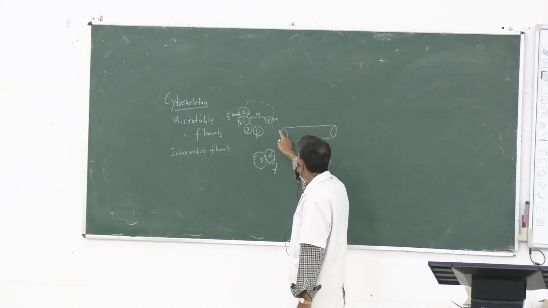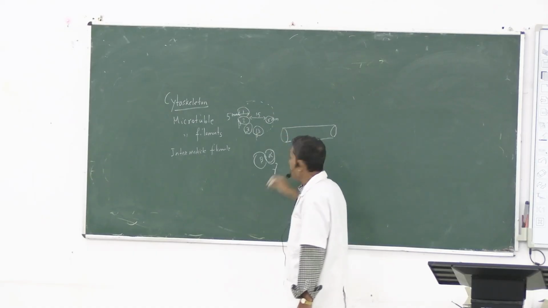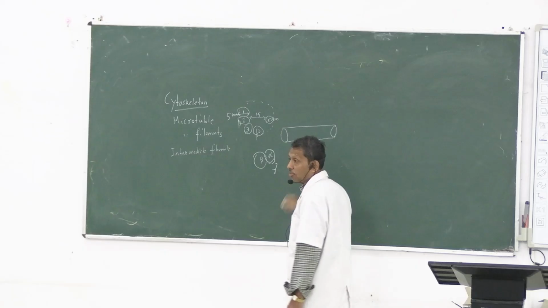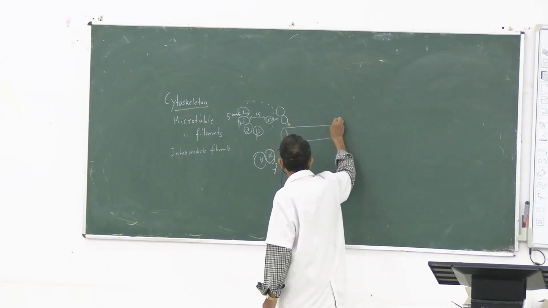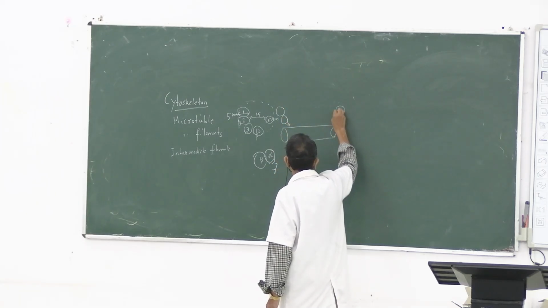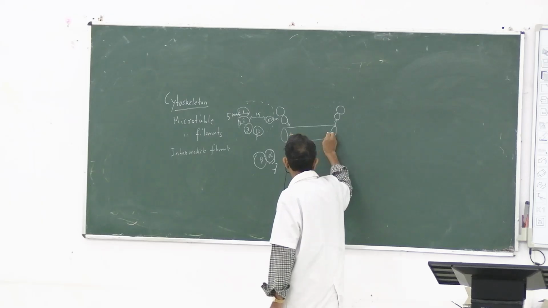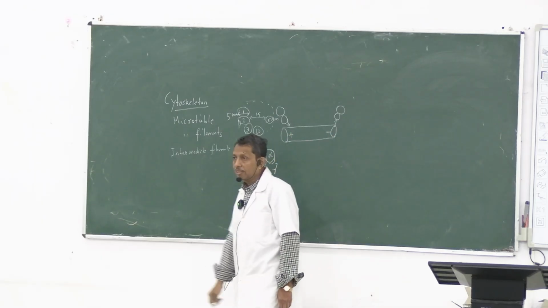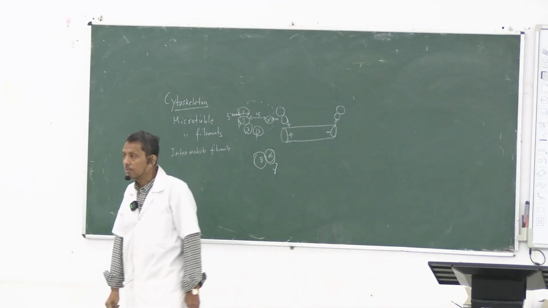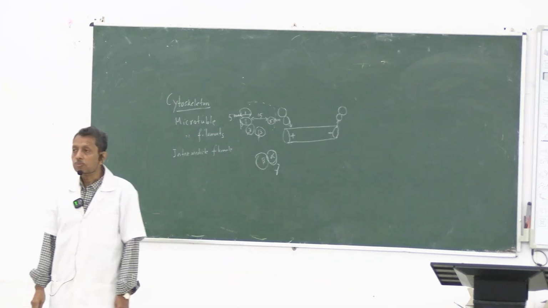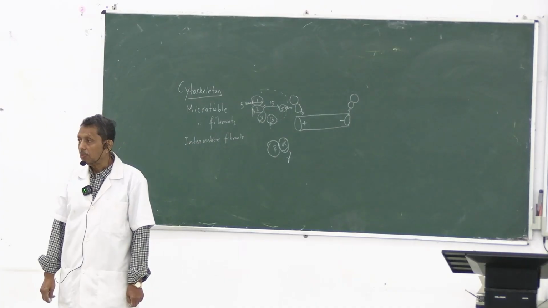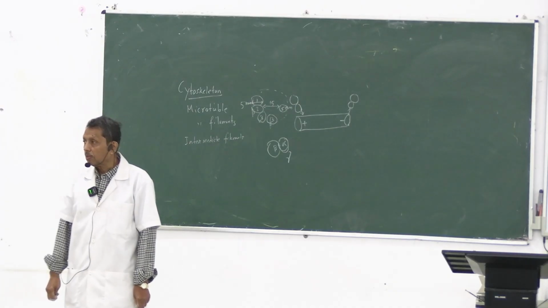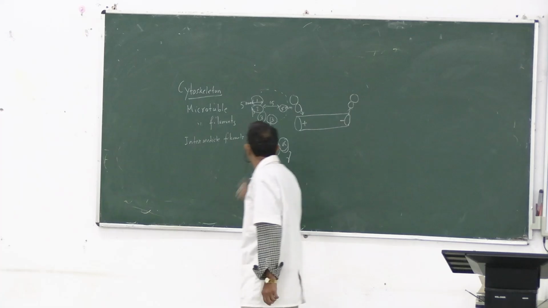On one side there is formation, and on the other side there is dissociation: the assembly side and the disassembly side. The assembly end is called the plus end, and the disassembly end is called the minus end. In this way they are produced, and they help in many ways.